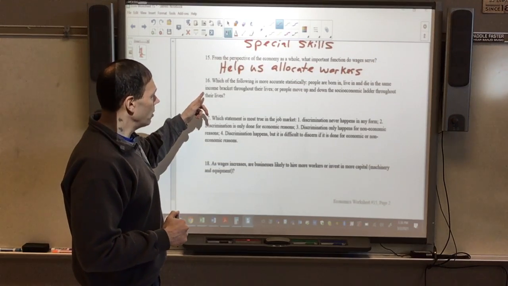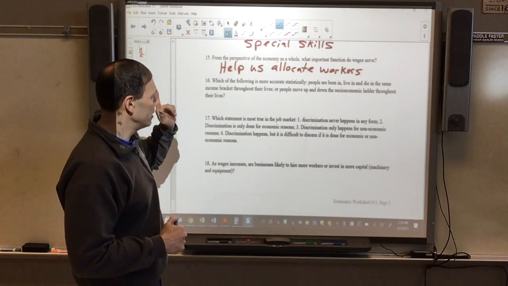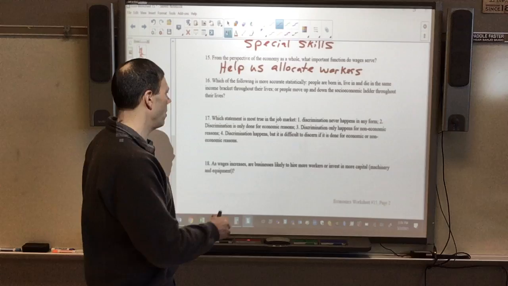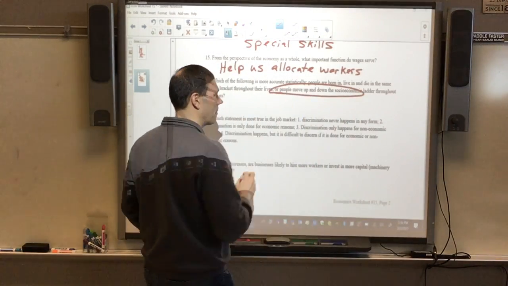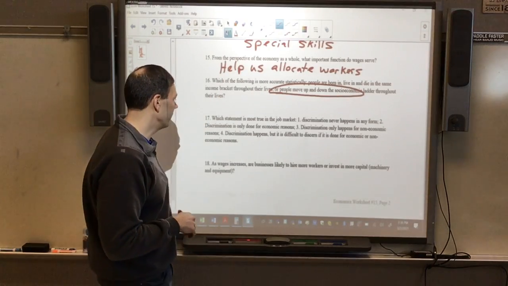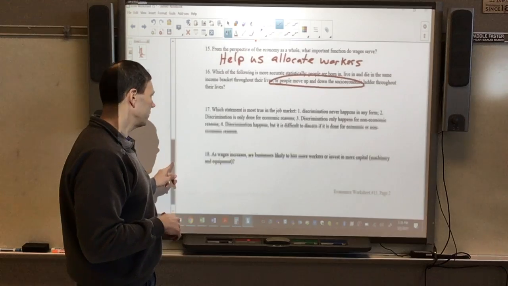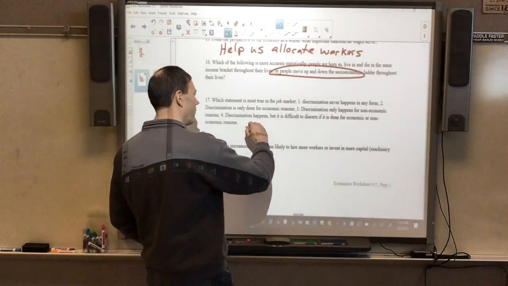Number 16, which is more statistically accurate, the idea that people are moving up and down all the time. Okay, so people move up and down the socioeconomic ladder. Again, most people are economically mobile throughout their life. Number 17, which statement is most true in the job market? Best answer here is number 4.